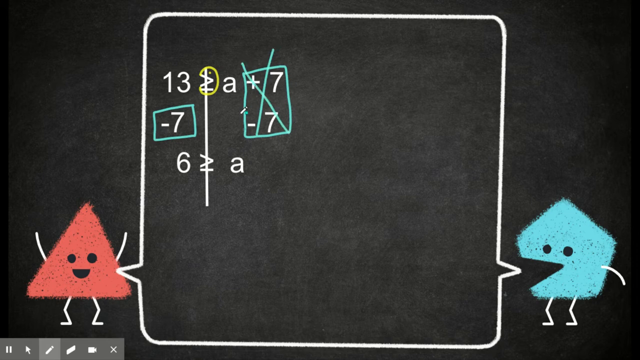These cancel, they go away, they become 0, and 13 minus 7 is 6. The difference is we don't have an equal sign here. We keep our greater than or equal to sign. So your answer is that 6 is greater than or equal to a.